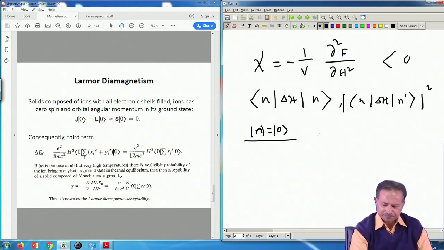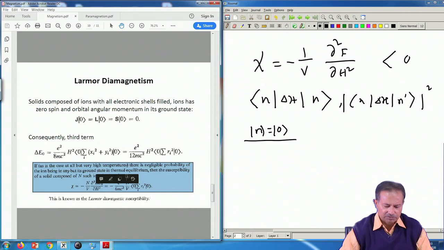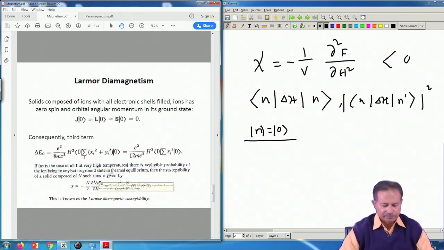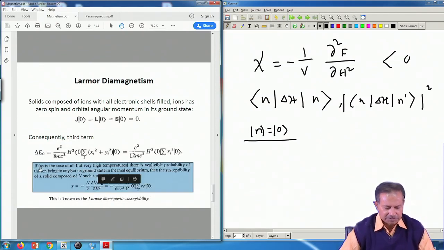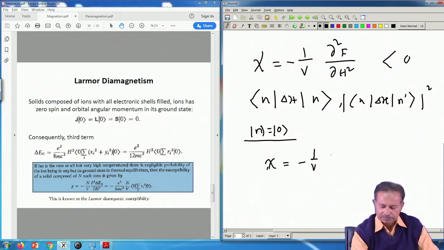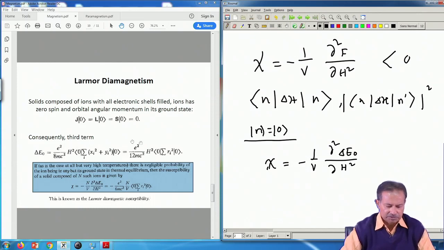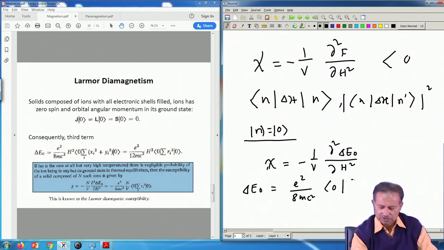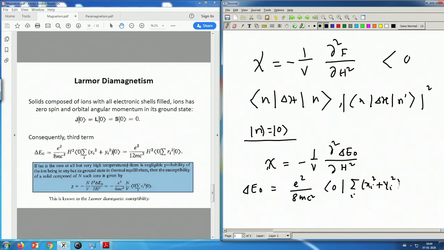So, as is done here, one has just taken the derivative of the change in the ground state energy. It says that at all but very high temperatures, there is negligible probability of the ion or atom being in any but its ground state in thermal equilibrium. So your susceptibility is basically the two derivatives of, instead of F we can safely put, del squared E 0 by del H squared. Now, if we do that to this term, this delta E 0 is e squared by 8 m c squared times the ground state expectation of the sum over i of x i squared plus y i squared.